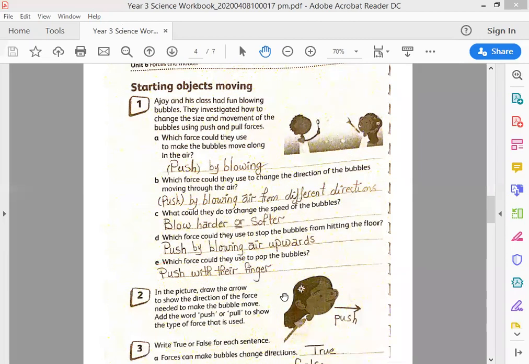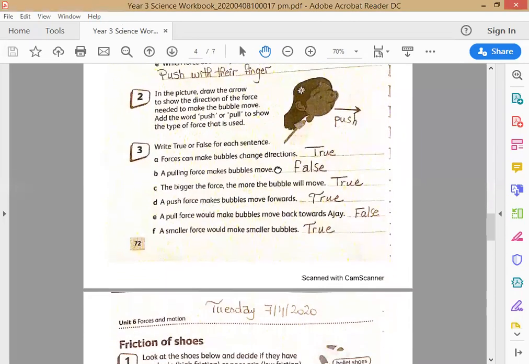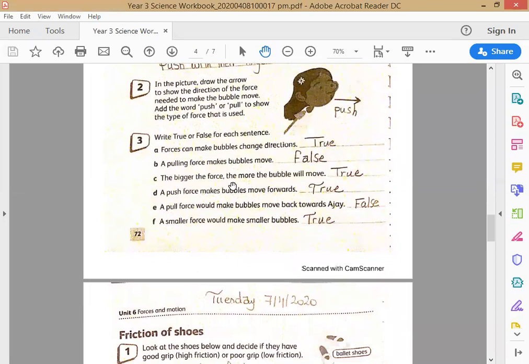Question 2. In this picture, they ask you to draw an arrow to show the direction of the force needed to make the bubble move. And you have to add push or pull to show the type of the force. If you want your bubble to move, what are you going to do? Of course, you are going to push.